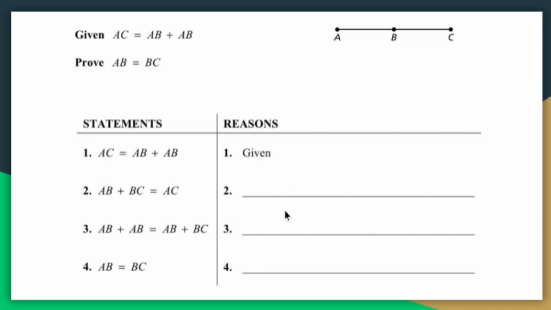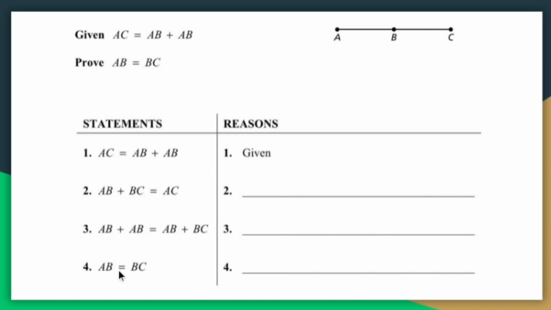What's a two-column proof, you ask? Well, I give you some information, probably a picture. I ask you to go from this thing to that thing, and I write out a two-column proof where I write out statements and reasons showing why this is allowed to become that.